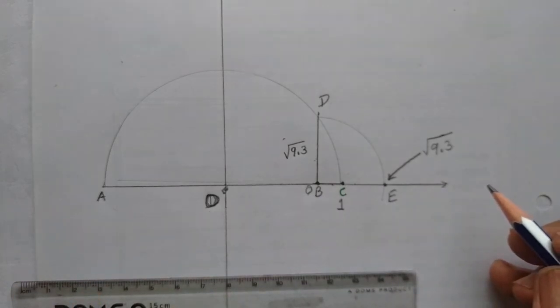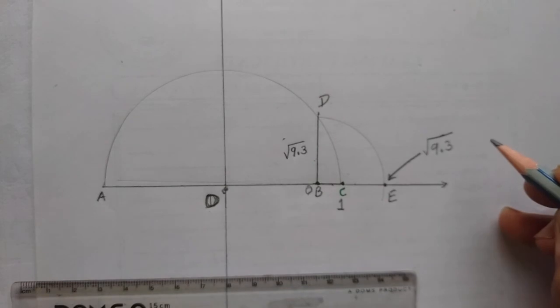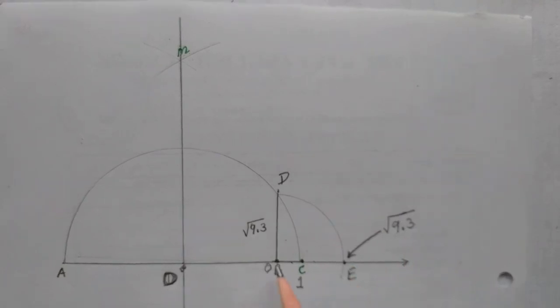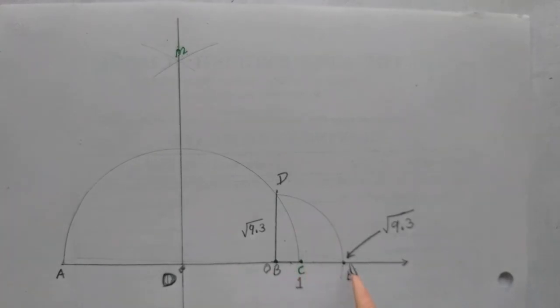Now children, just imagine that we want to do verification work. Square root of 9 is 3, children. So this distance you will find nearly more than 3. So by this way, children, we have finished this question that was left.